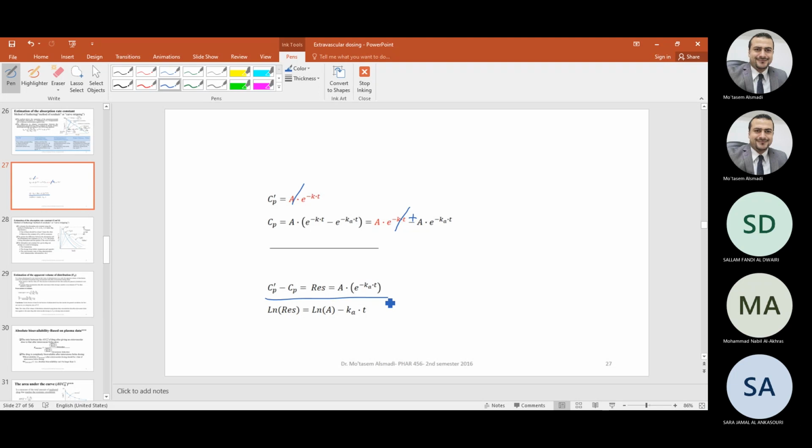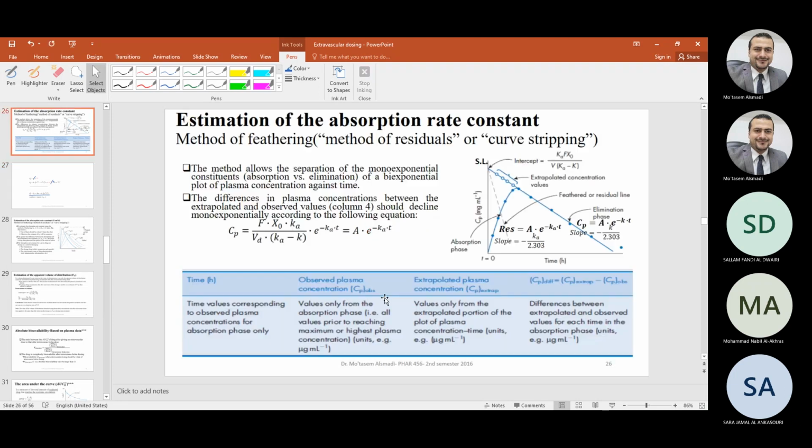So this is assuming normal kinetics, where the Ka is larger than the K. If you have flip-flop kinetics, as I mentioned before, the terminal slope will be relevant to what?